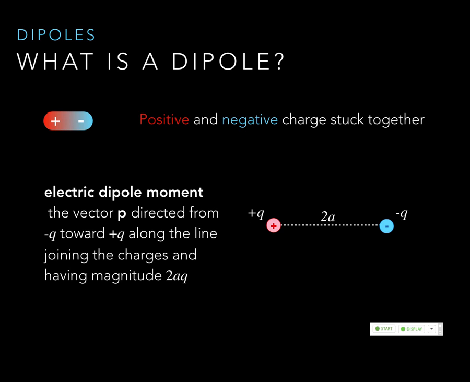So it just joins these charges, and it's going to have a magnitude of 2 times the, so basically the distance between the charges times the positive charge. So 2AQ. All right, so there's our dipole moment. And let me show you why we have this.